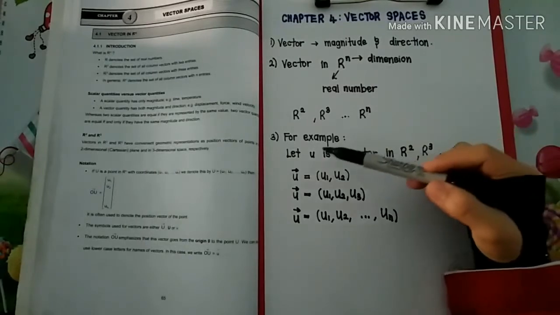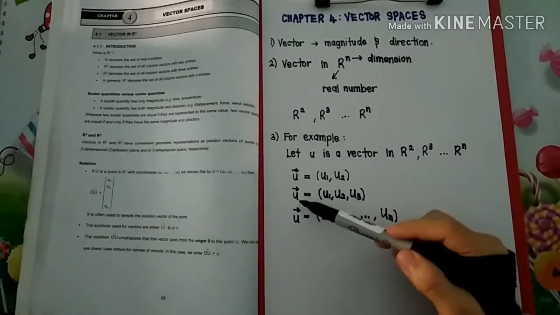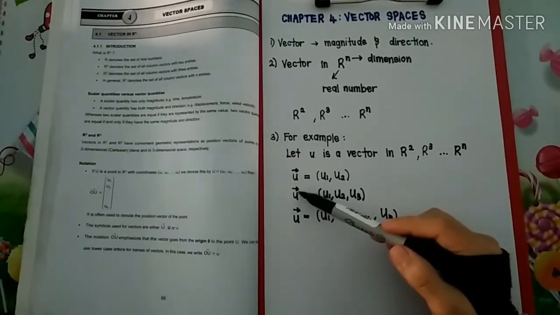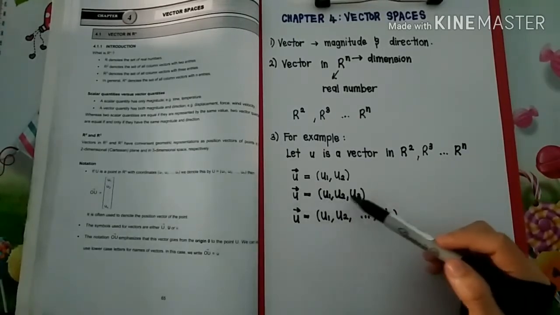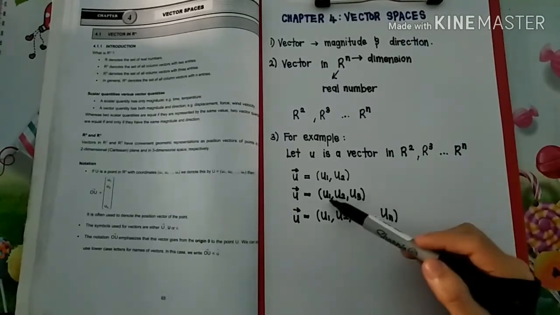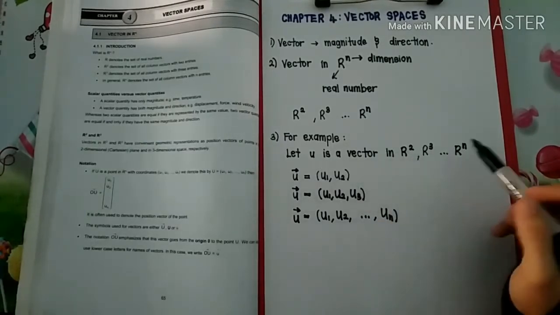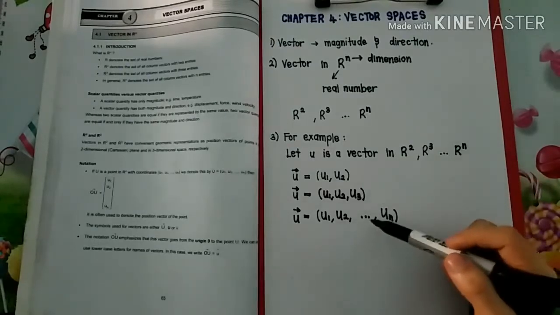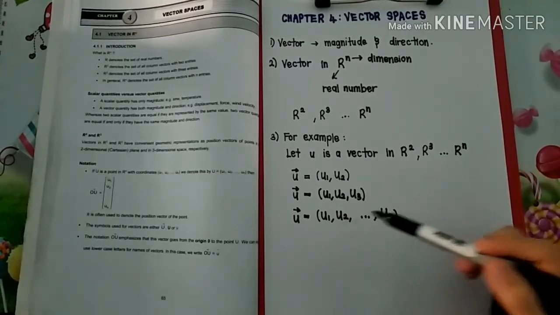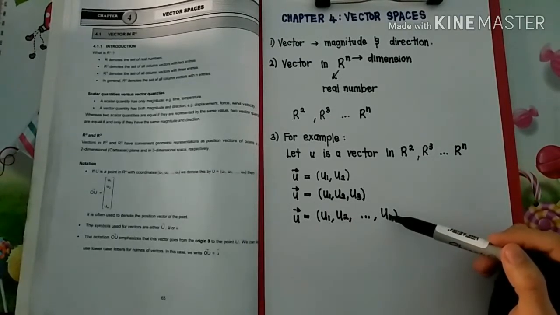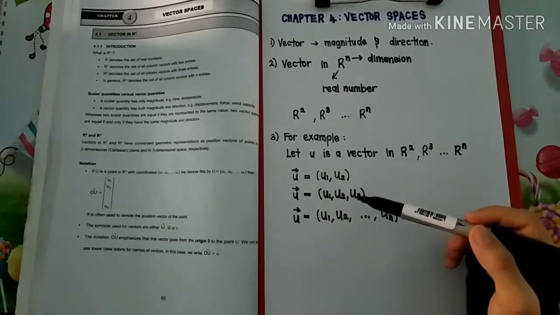How about U as a vector in R3? You write the same thing. You can use the notation U with an arrow above it, equal to, and you have 3 entries here: U1, U2, U3. And let's say now U is a vector in Rn. That means we have n entries, so you write U equal to U1, U2 until Un. This is one of the ways you can represent a vector.